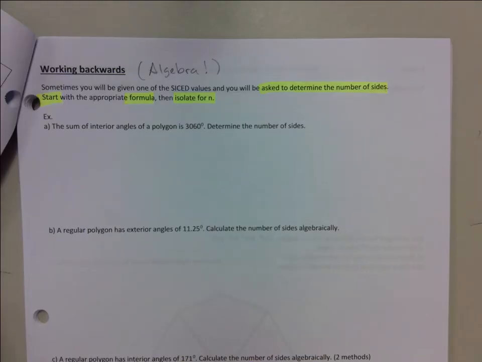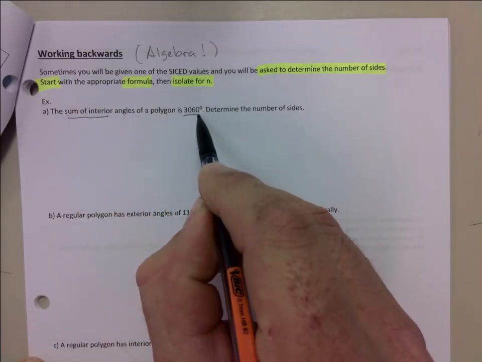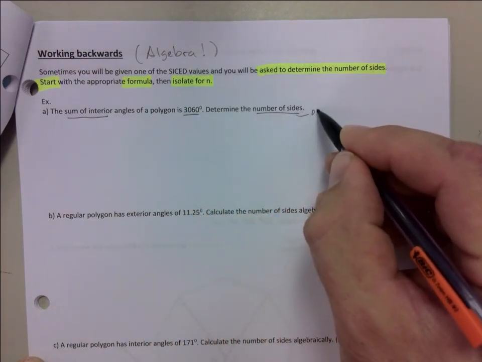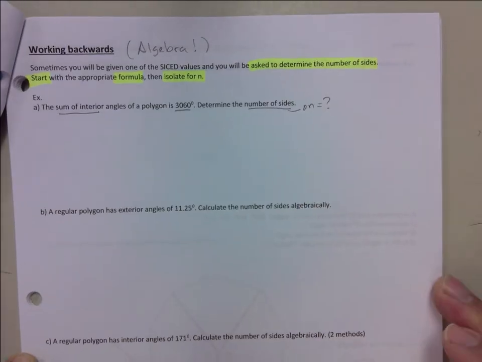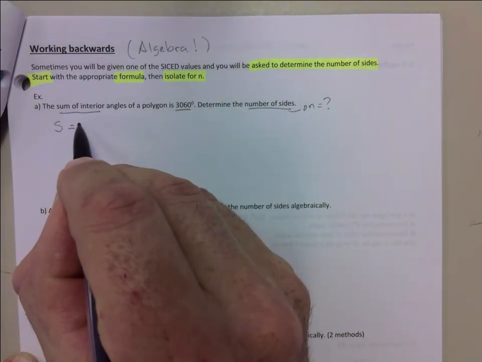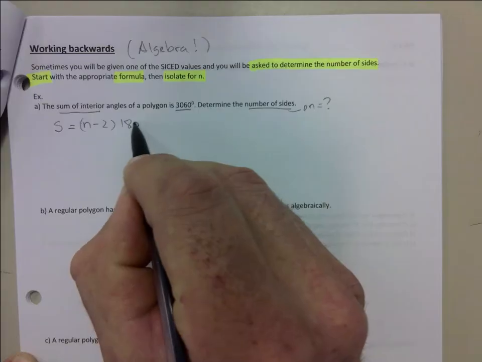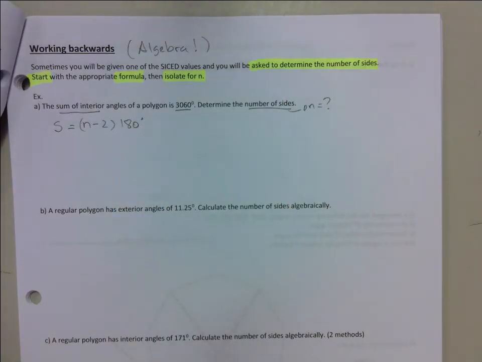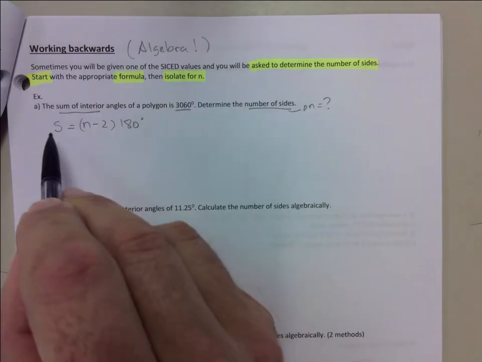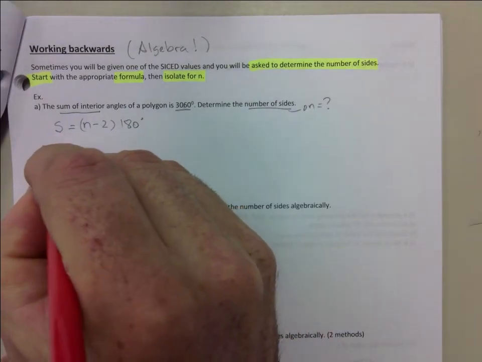So for example, the sum of interior angles of a polygon is 3,060 degrees. Determine the number of sides. So they're basically saying, what is n here? They don't give you that. So start with the formula. S is equal to (n minus 2) times 180 degrees. And then we substitute the 3060 into S. I'm going to use a different color for that, right? I substitute what I know.